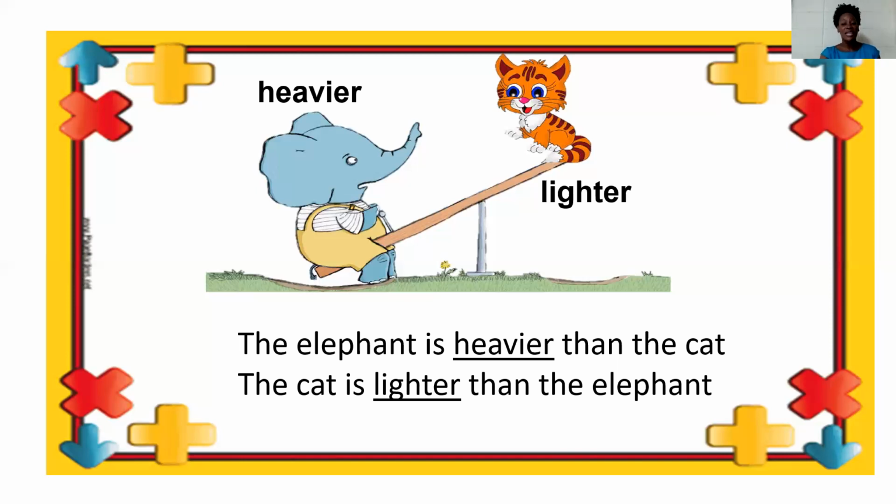Let us read these sentences about heavier and lighter. The elephant is heavier than the cat. The cat is lighter than the elephant.